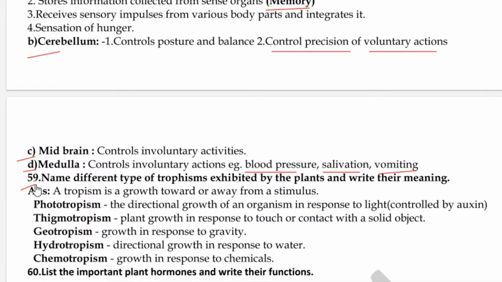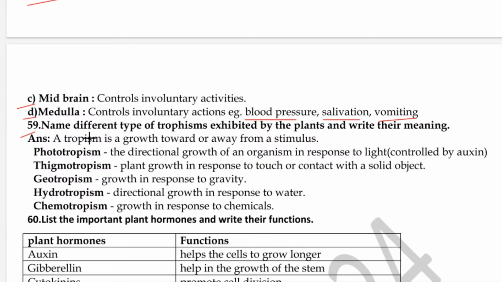Next question. Name different types of tropisms exhibited by the plants and write their meaning. First, let us see what is tropism. A tropism is a growth towards or away from a stimulus. First one is phototropism, the directional growth of an organism in response to light. It is controlled by the hormone auxin.